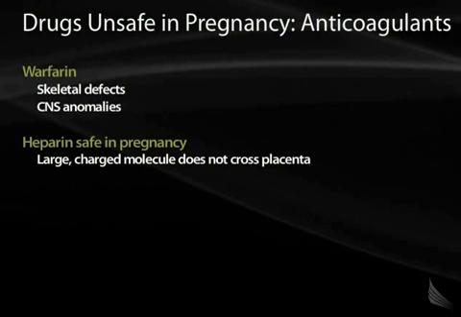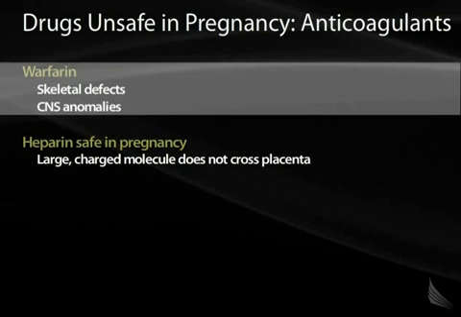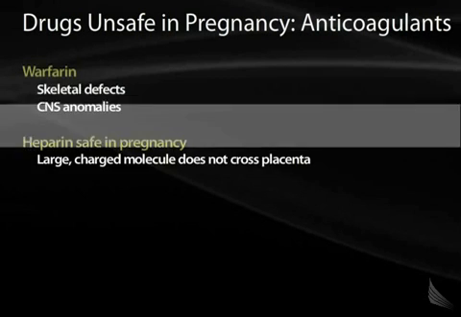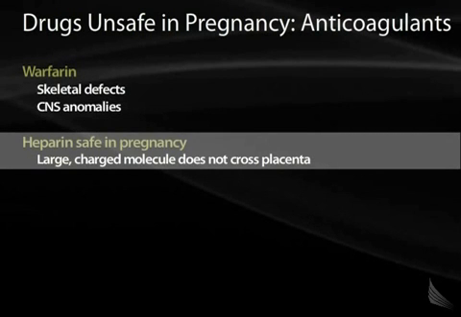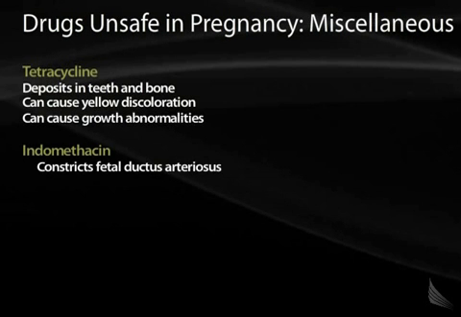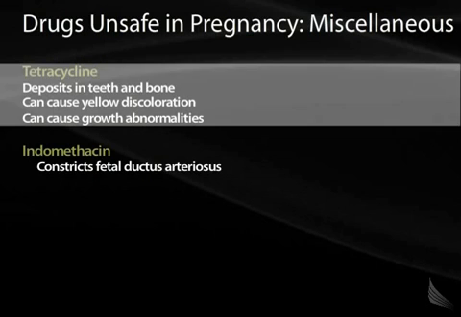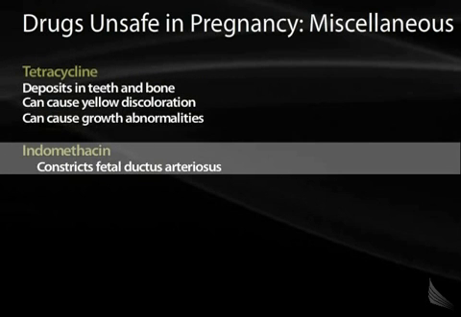Other medications that should not be used in pregnancy include warfarin, which can cause classic skeletal defects and central nervous system anomalies. Heparin is considered to be safe during pregnancy. It's a very large charged molecule that does not cross the placenta. Other medications that should not be used include tetracycline, which can cause yellow discoloration of the teeth and growth abnormalities because it deposits in teeth and bone. And indomethacin can constrict the fetal ductus arteriosus, so it should not be used during pregnancy.